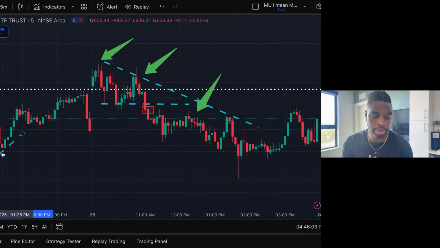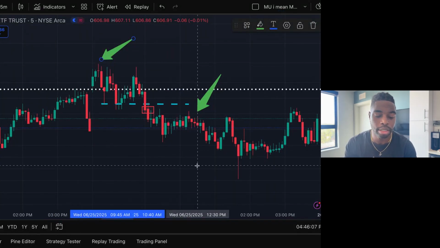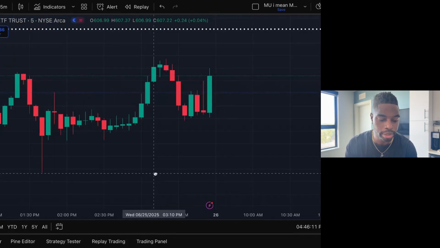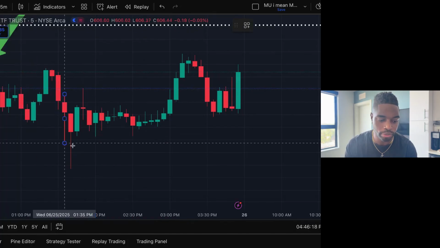All right, so that's some basic stuff. So uptrends, downtrends, and then there's something called consolidation. Consolidation is when price goes sideways. It's not going up and it's not going down, and a good example is right over here.